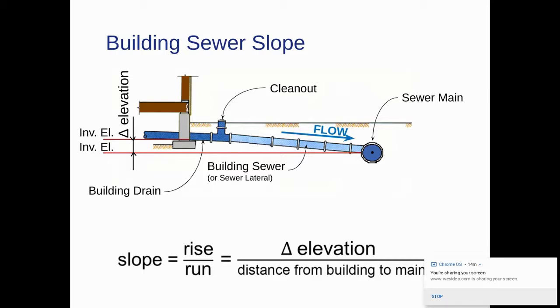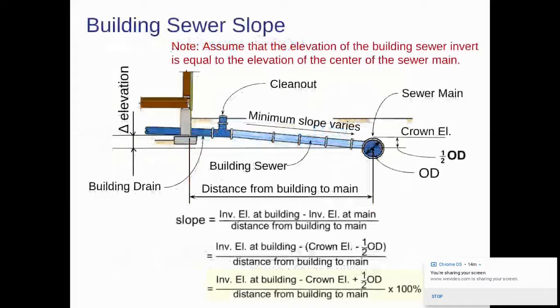That's what we're trying to check, to make sure that drop in elevation is enough compared to the distance from the building. So once the pipe leaves your house to the center line of the sewer main, that's your distance from the building. All right, so that's the concept. I want to make sure we go over the concept before we jump into numbers. And here's the equation we're going to use.